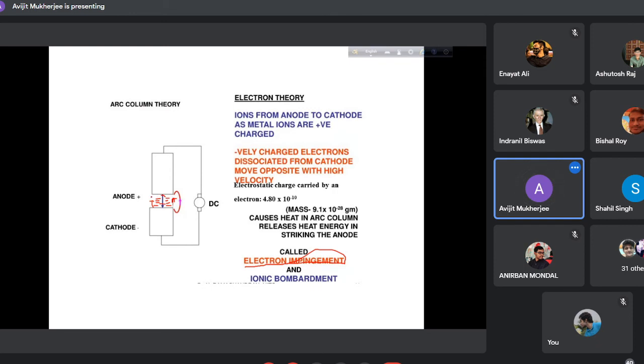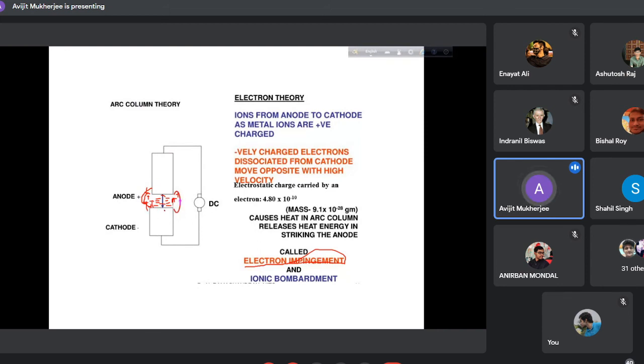Similarly, some ions will also be liberated. They are comparatively lesser in number. Ions will also be liberated at the anode surface, and being positively charged particles, they will be attracted towards this cathode surface, and that will create the outer envelope, outer path. This is the inner column, the electron column, and this is the outer envelope. They are also traveling, they are also attracted, they are also colliding with the cathode surface.